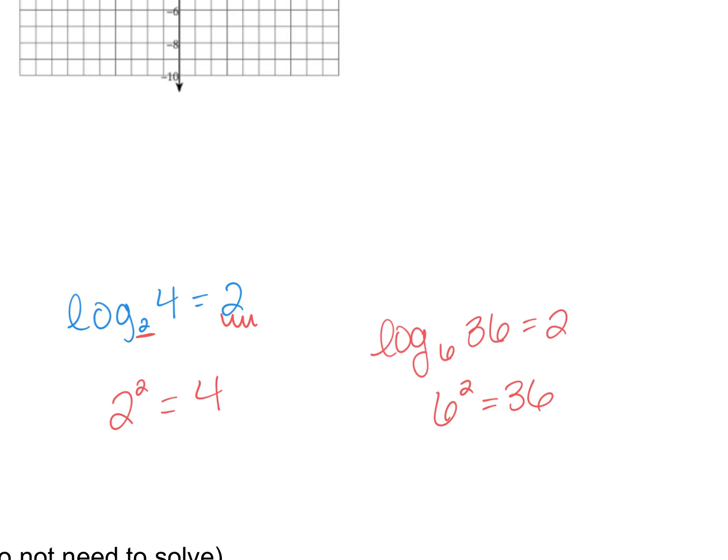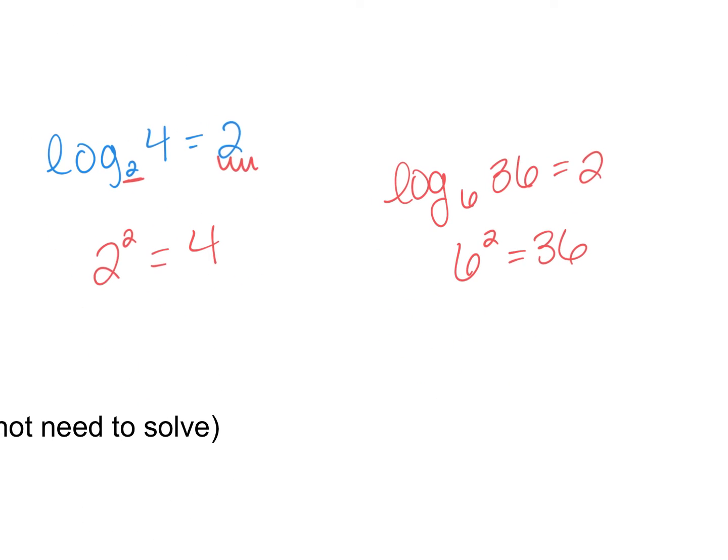So I'll do it the other way. Let's do 4 to the second power equals 16. So how would you do that? You would do log base 4 of 16 equals 2. So again, that's just how you go back and forth between exponents and logarithms.